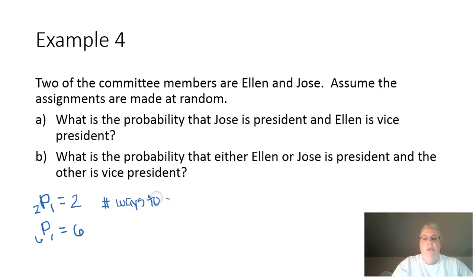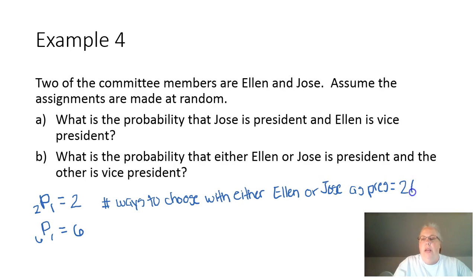to choose with either Ellen or Jose as president is going to be 2 times 6, or 12.